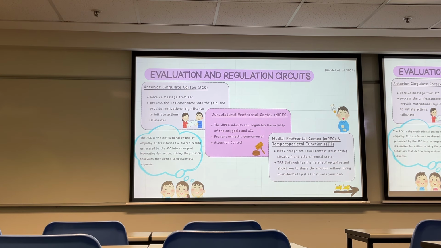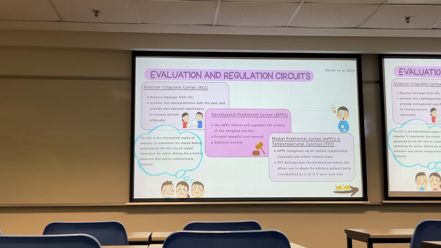Moreover, to elaborate and regulate our action and emotion, the anterior cingulate cortex will receive the message from the AIC, the insula, and process the unpleasantness with the pain and provide the motivation significant to initiate our actions. And the dorsolateral prefrontal cortex will inhibit and regulate the activity of the amygdala and the AIC to prevent overload of our empathy and control our attention to the situation.